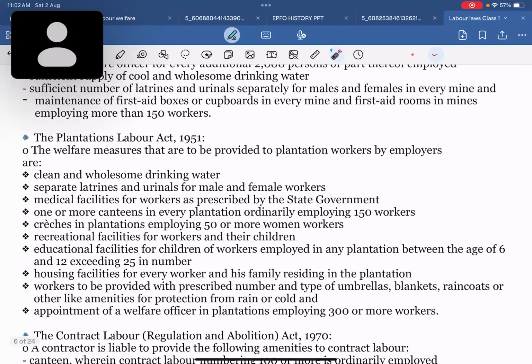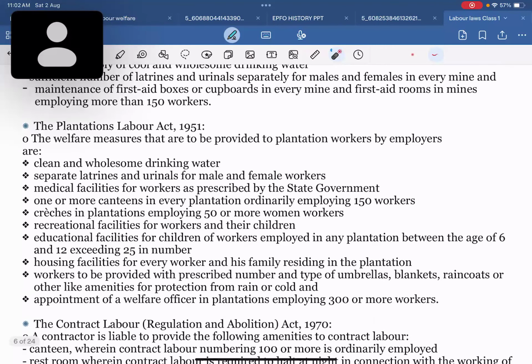Okay, now comes the Plantation Labor Act 1951. The welfare measures to be provided to plantation workers by employers are clean and wholesome drinking water here also, separate latrines and urinals for male and female workers, medical facilities for workers as prescribed by the state, one or more canteens in every plantation ordinarily employing 150 workers, crèche in plantations employing 50 or more women workers, recreational facilities for workers and their children.